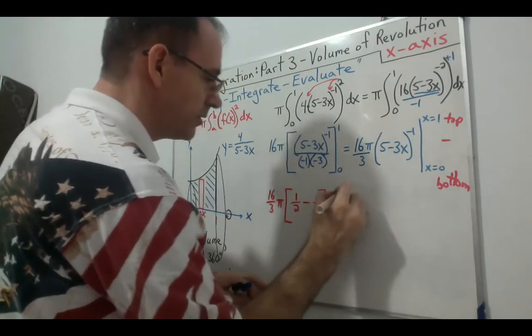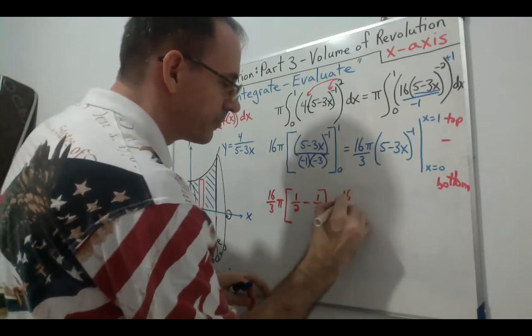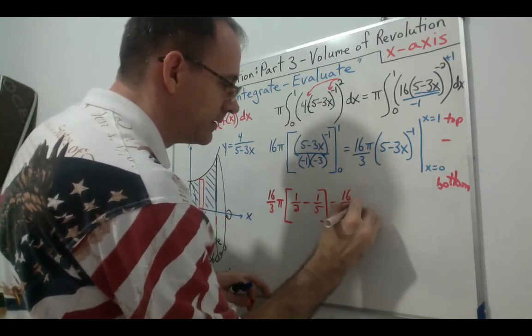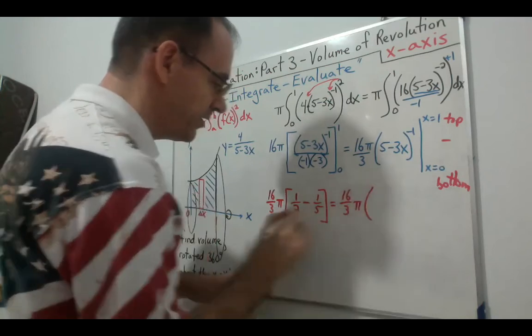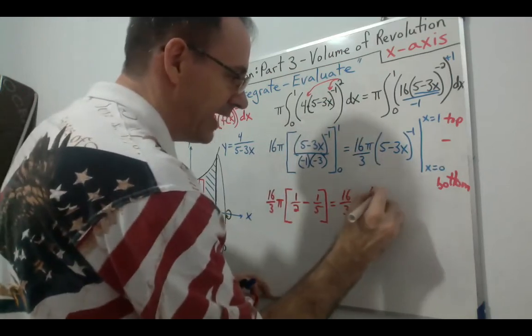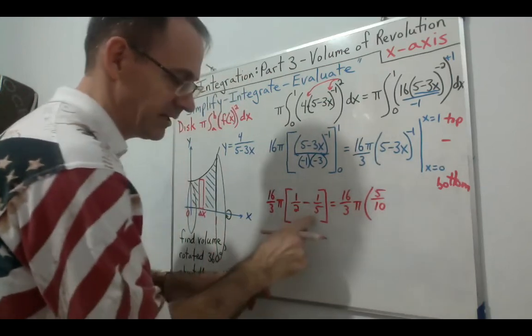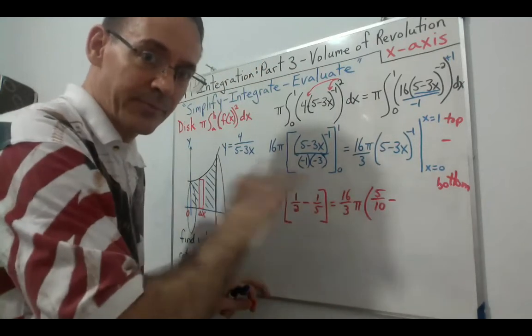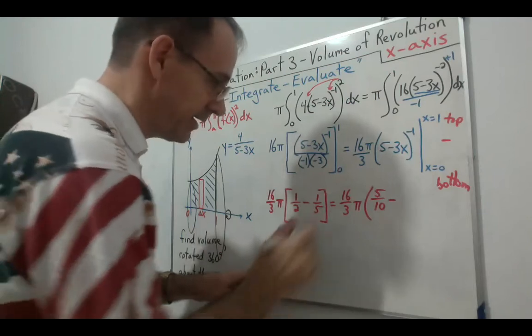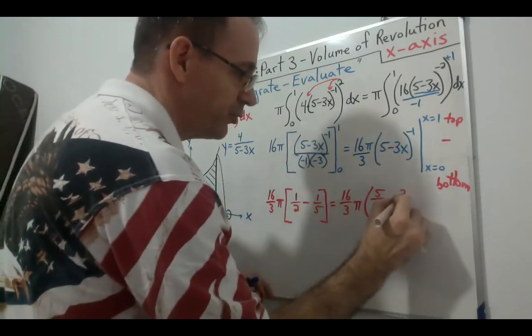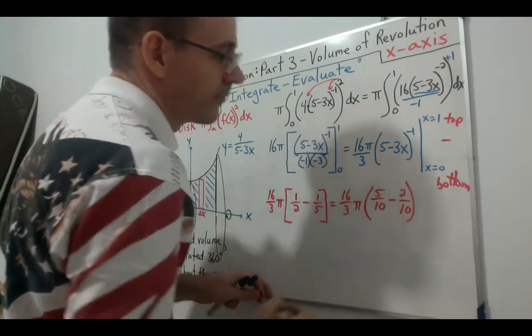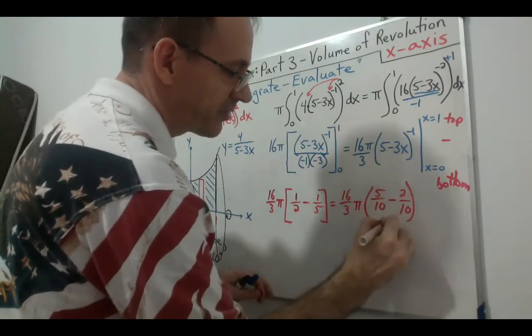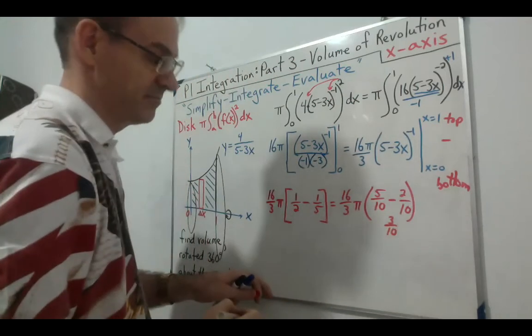So that equals 16/3 pi. And if we do this in tenths, that would be 5 tenths to get common denominator. Again, you can use your calculator. I'm just showing you without the calculator. So 1/5 would be 2 tenths. So that means this in here is 3 tenths.